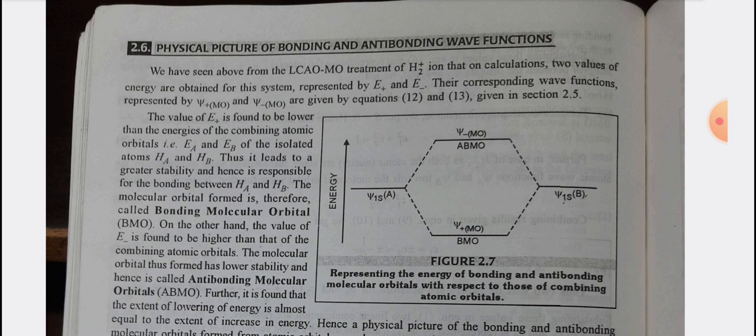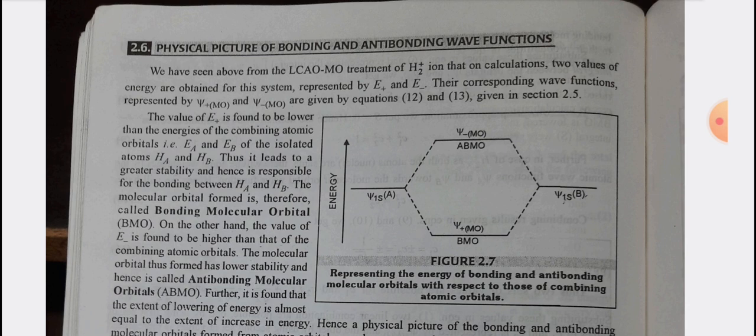The value of E+ is found to be lower than the energy of the combining atomic orbitals, that is EA and EB of the isolated atoms HA and HB. Thus it leads to a greater stability and hence is responsible for bonding between HA and HB. The molecular orbital formed is called the bonding molecular orbital. On the other hand, the value of E- is found to be higher than that of the combining atomic orbitals. The molecular orbital thus formed has lower stability and hence is called the anti-bonding molecular orbital, ABMO.